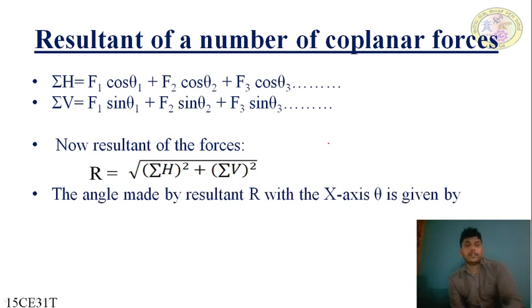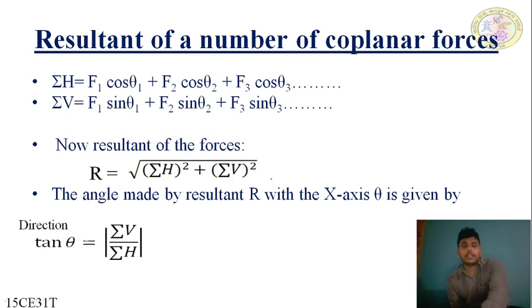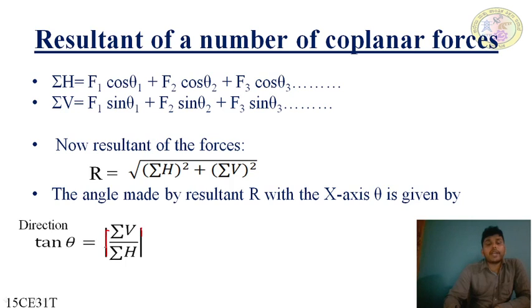Then the angle made by the resultant R with the x-axis, theta, is given by tan theta equals modulus of sigma V divided by sigma H. That is, the sum of all vertical component forces divided by the sum of all horizontal component forces. What does this modulus signify?